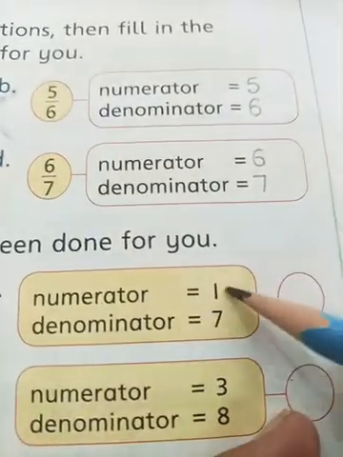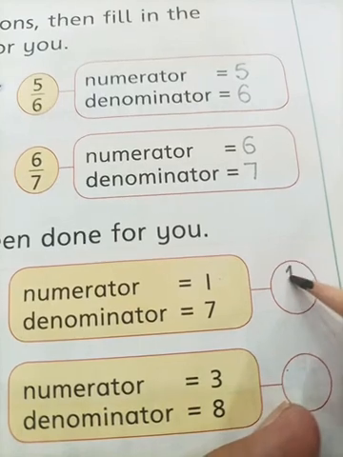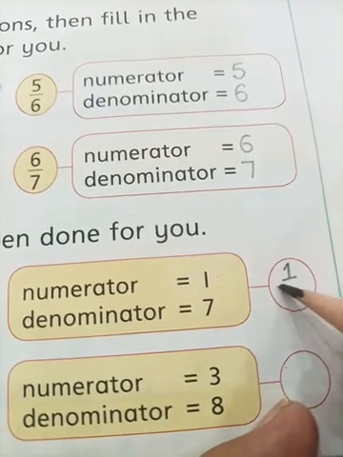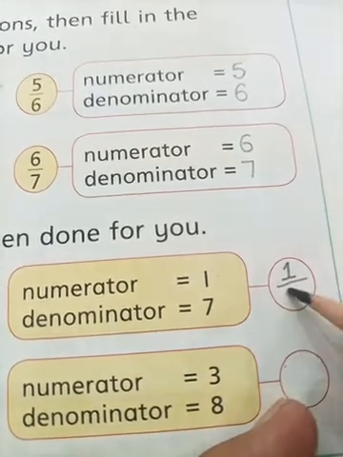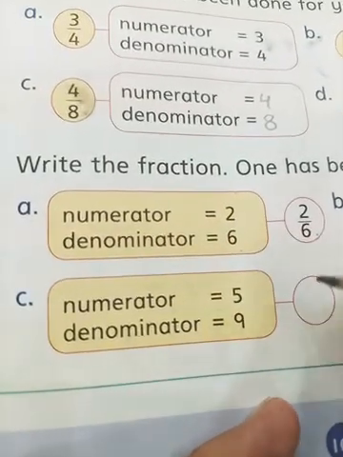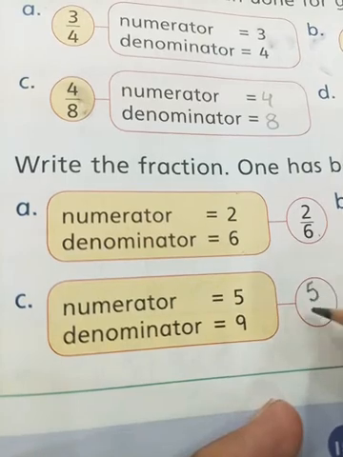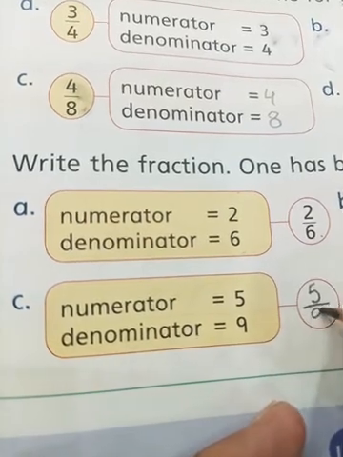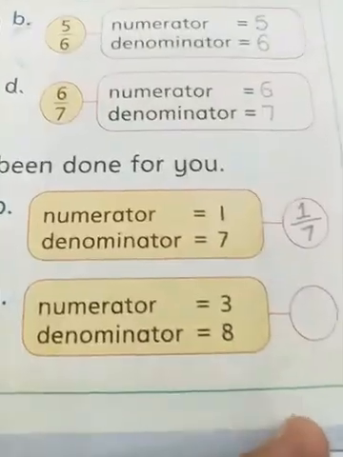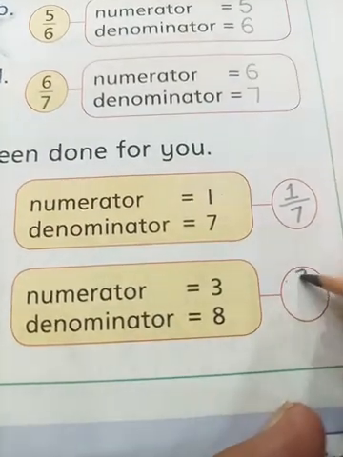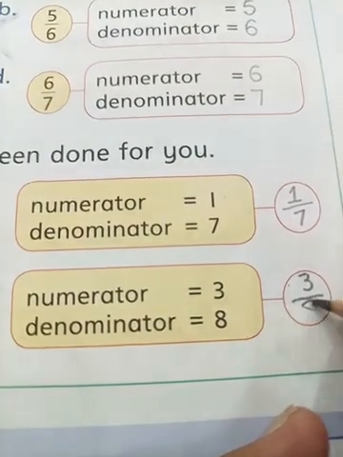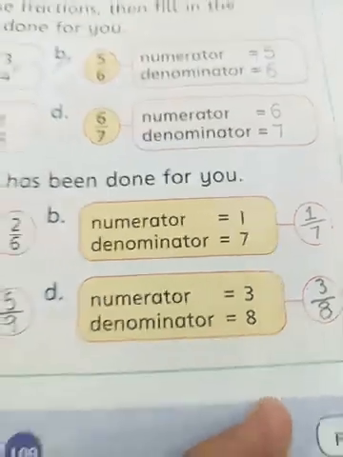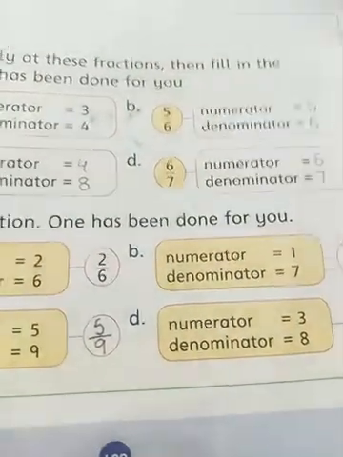Here numerator is 1, so as we know that numerator is the upper value and denominator is the lower value, here I am writing the fraction. Next in this part C, numerator is the number 5 and denominator is the number 9. Here in this numerator is the number 3 and denominator is the number 8. Okay students, hope this concept will be clear to you.